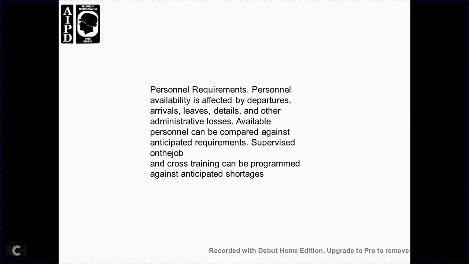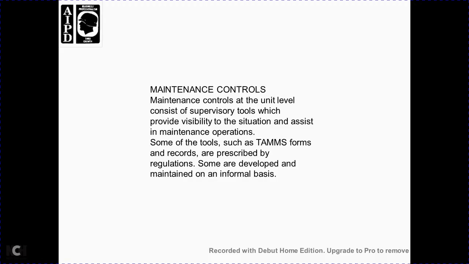Personnel requirements. Personnel availability. The department's arrivals, leaves, and details of other administrative losses available to personnel are compared again for the anticipated requirements. Supervisor on the job cross training can be programmed against the anticipated shortages.